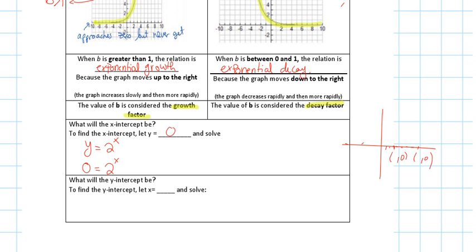Okay, give me a value for x that, if I do 2 to the power of that value, is going to give me 0. 2 to the power of 0? What's 2 to the power of 0? 1. So it's not equal to 0, no? All right. Give me another value for x.